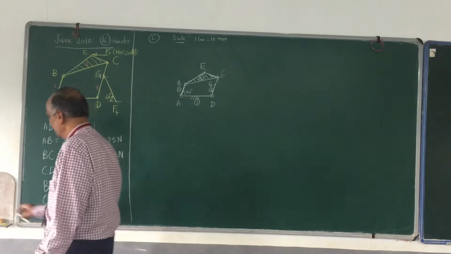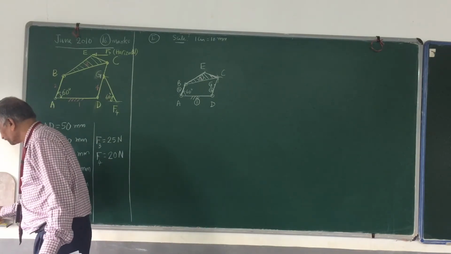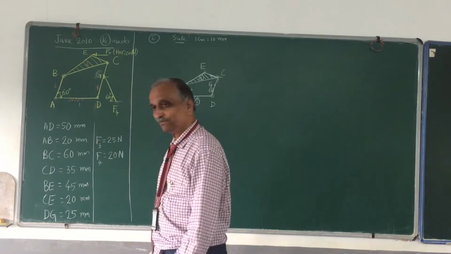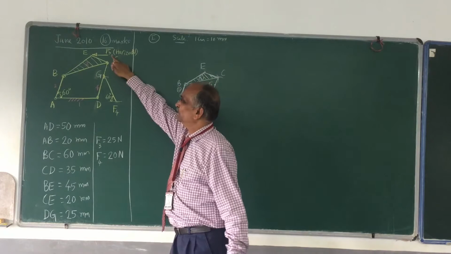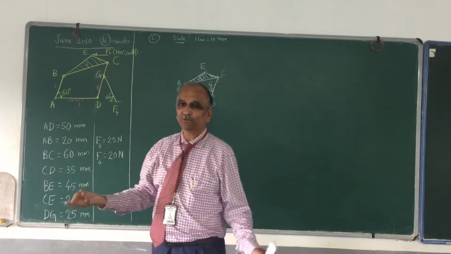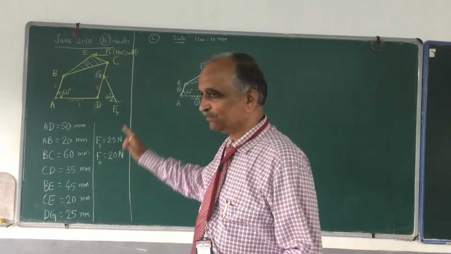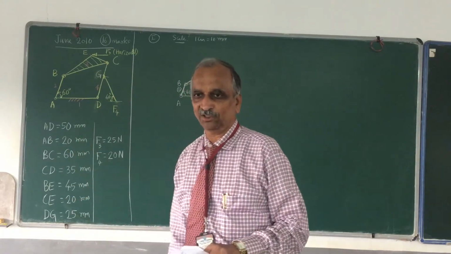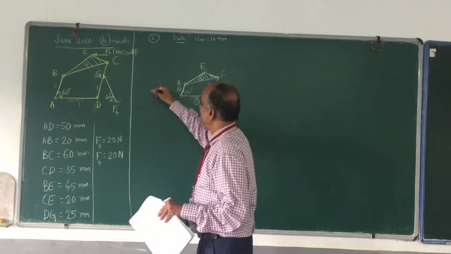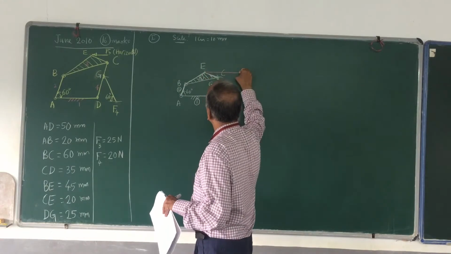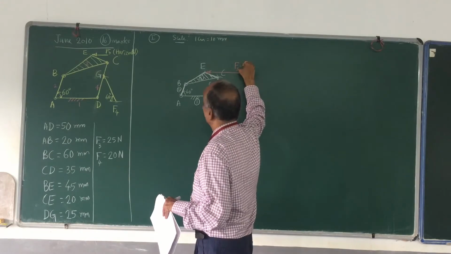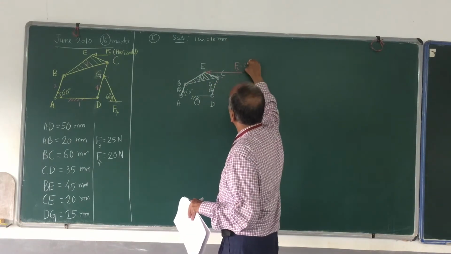What are the two forces? They have been called F3 and F4. F3 is the force acting on link number 3, and F4 is the force acting on link number 4. So what is F3? F3 is horizontal and acting at point 3. This is given, and it is 25 Newton.